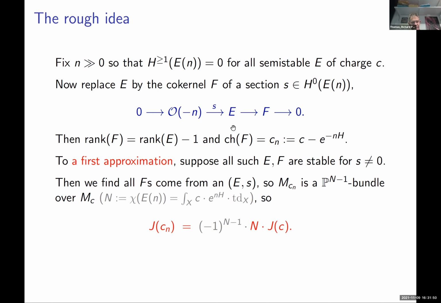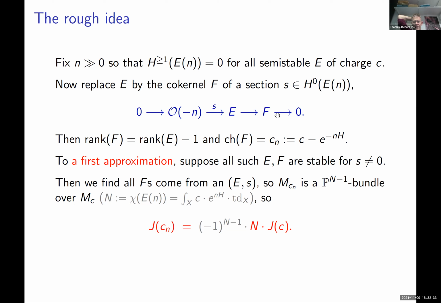Then, because this n is very large, it turns out that all the Fs come from the Es. If you start deforming this sheaf F as an abstract sheaf, forgetting about E, whatever you deform it to will also have a presentation like this for some other E, because n is so huge. So all the Fs come from the Es. And so the moduli space of Fs is actually a projective bundle over the moduli space of Es, with fiber the projectivization of the space of sections.